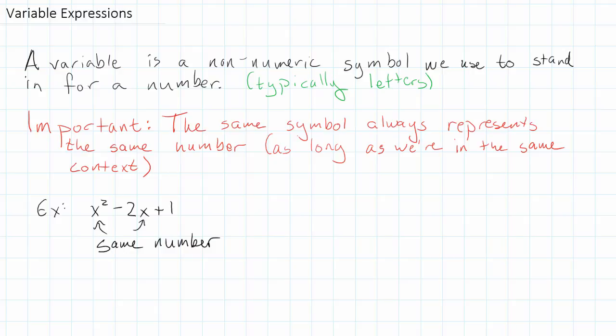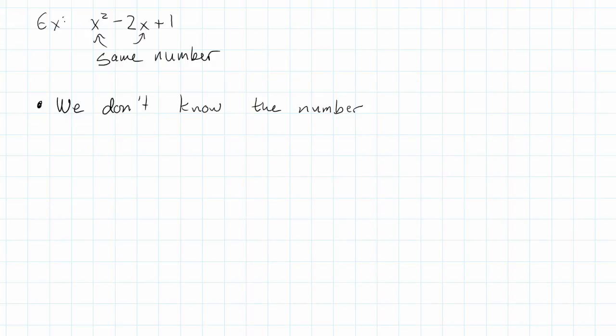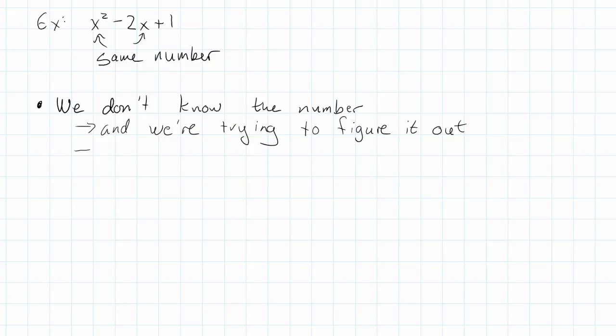Now, why might we want to use a letter to stand in for the number? Well, maybe we don't know the number. And there are lots of reasons that we might not know the number. Maybe we don't know the number and we're trying to figure it out right now. Or maybe we don't know the number and we'll look it up later. We'll find out what it is using some method unrelated to the algebra we're writing right now. Or maybe we don't care what the number actually is. Maybe it's not going to affect our final result.